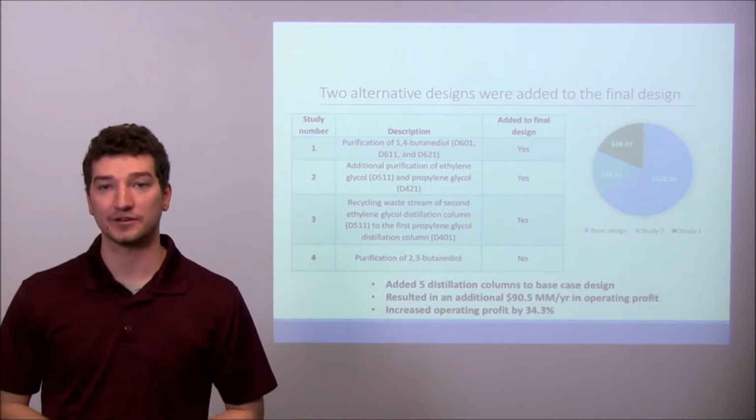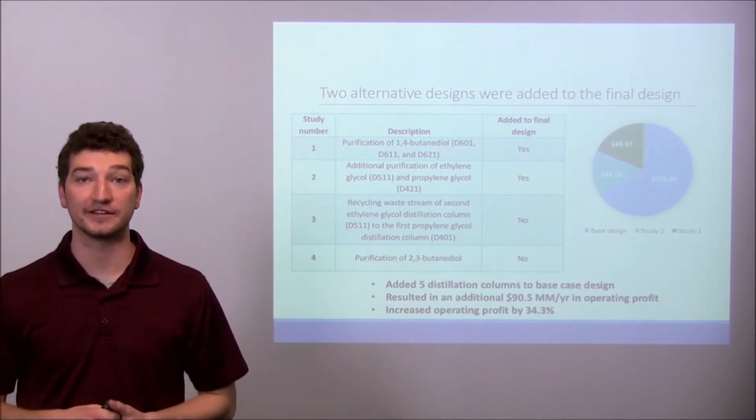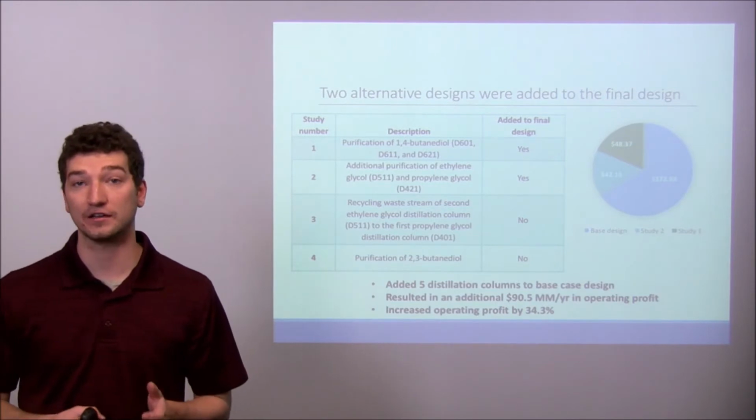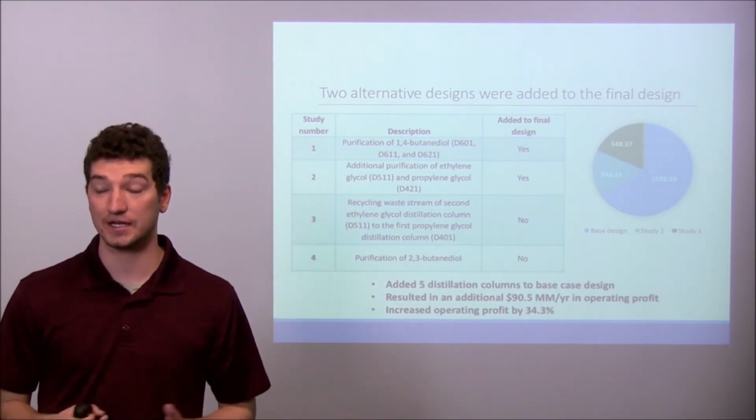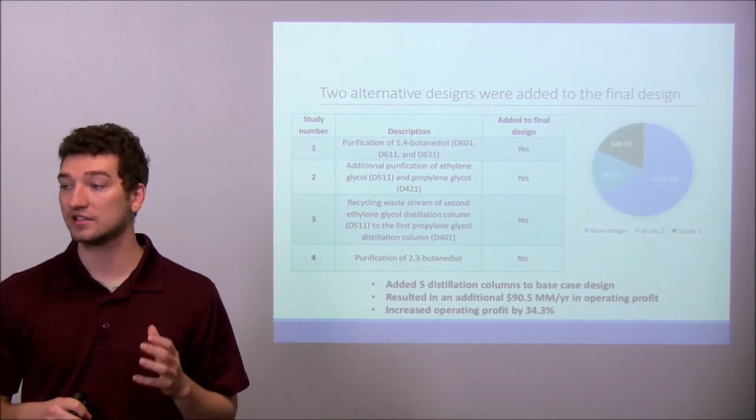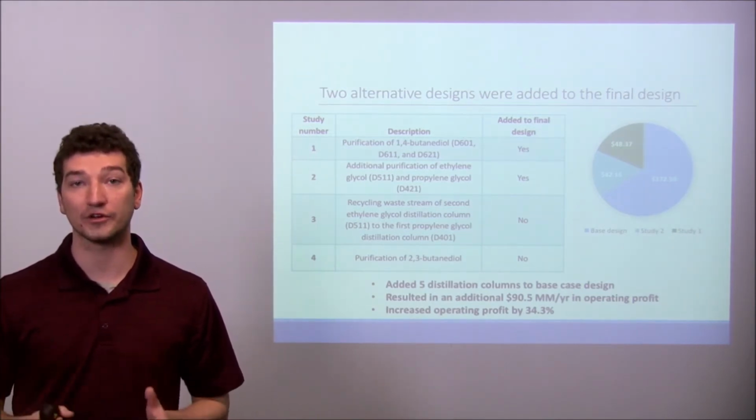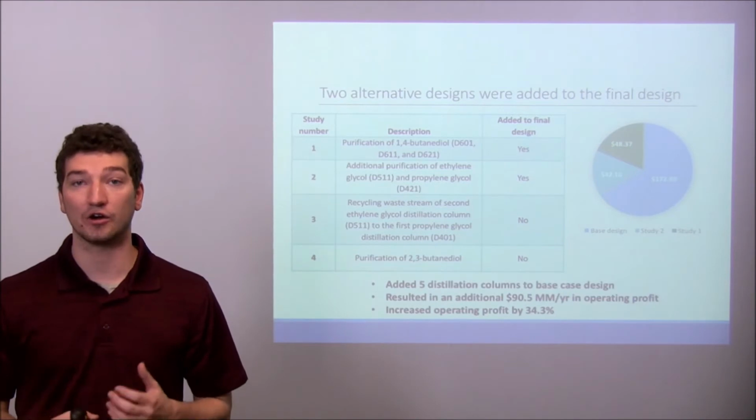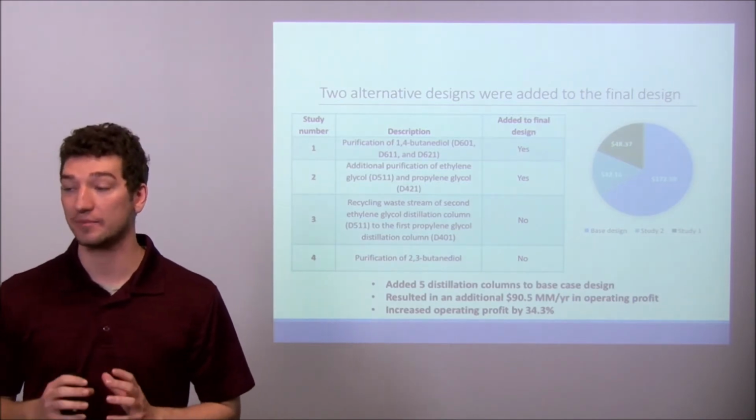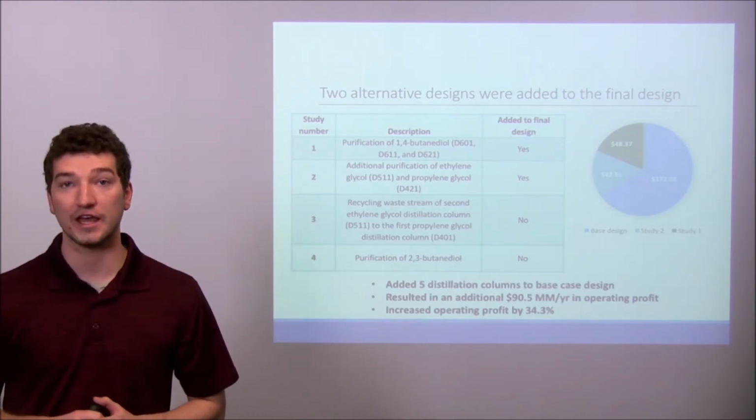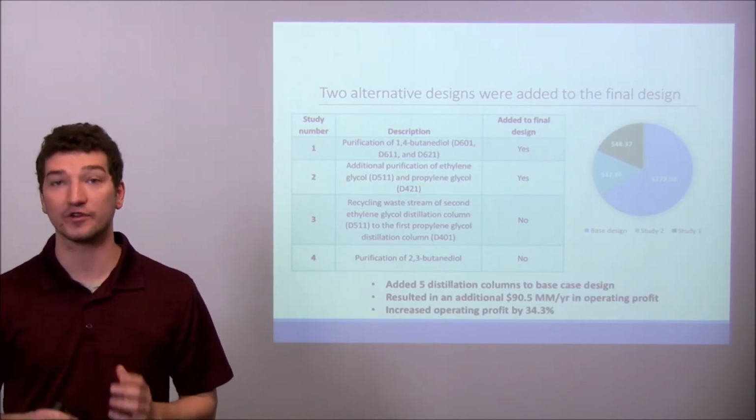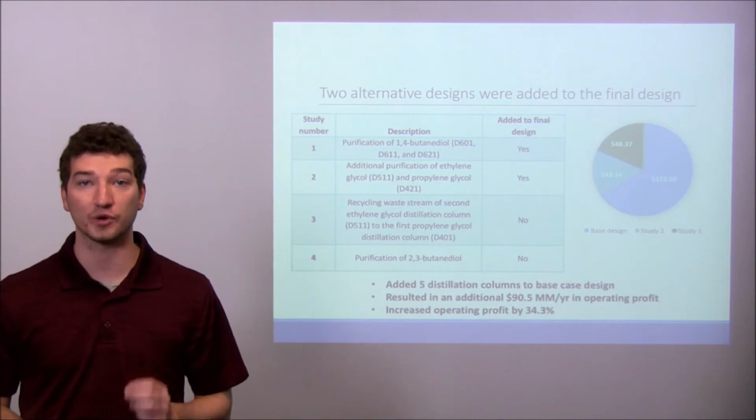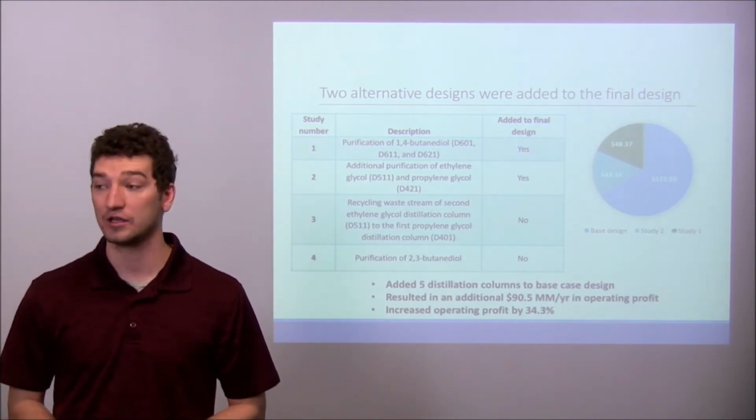Hi, my name is Kirk Santor, and I'm going to talk to you about some of the alternative designs that our team studied in order to improve the profitability of our process design. So we studied 4 main alternative methods for creating our products, and the first was a purification of a 1,4-butanediol side product. Second was further purification of propylene glycol and ethylene glycol.